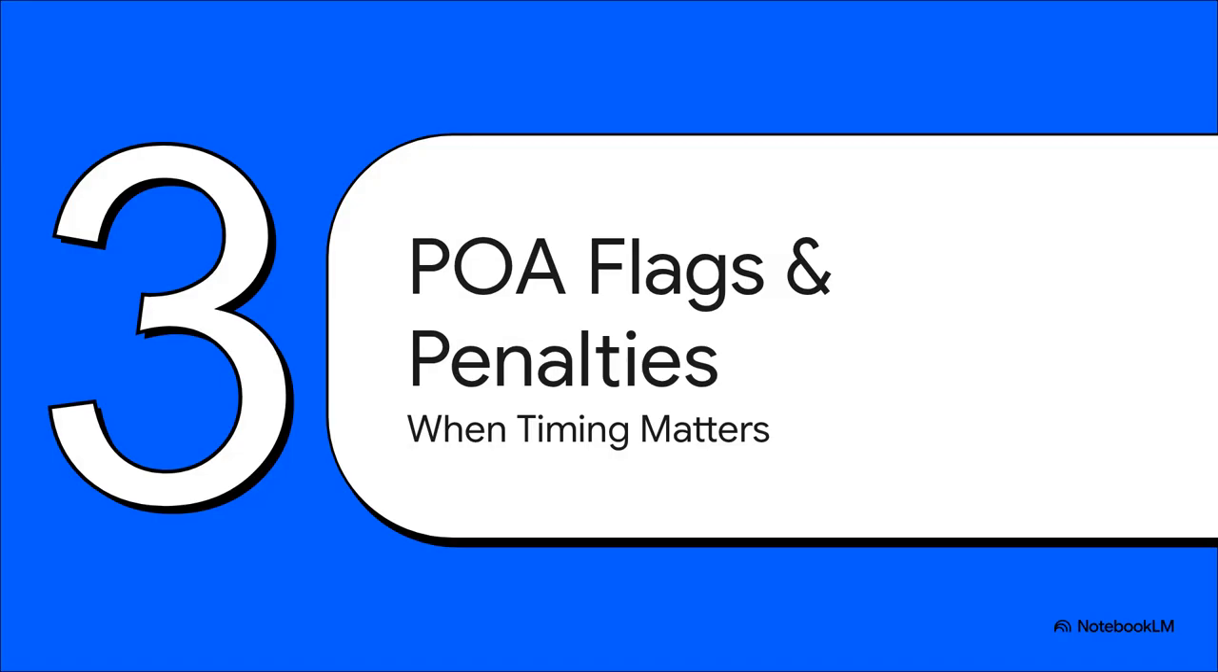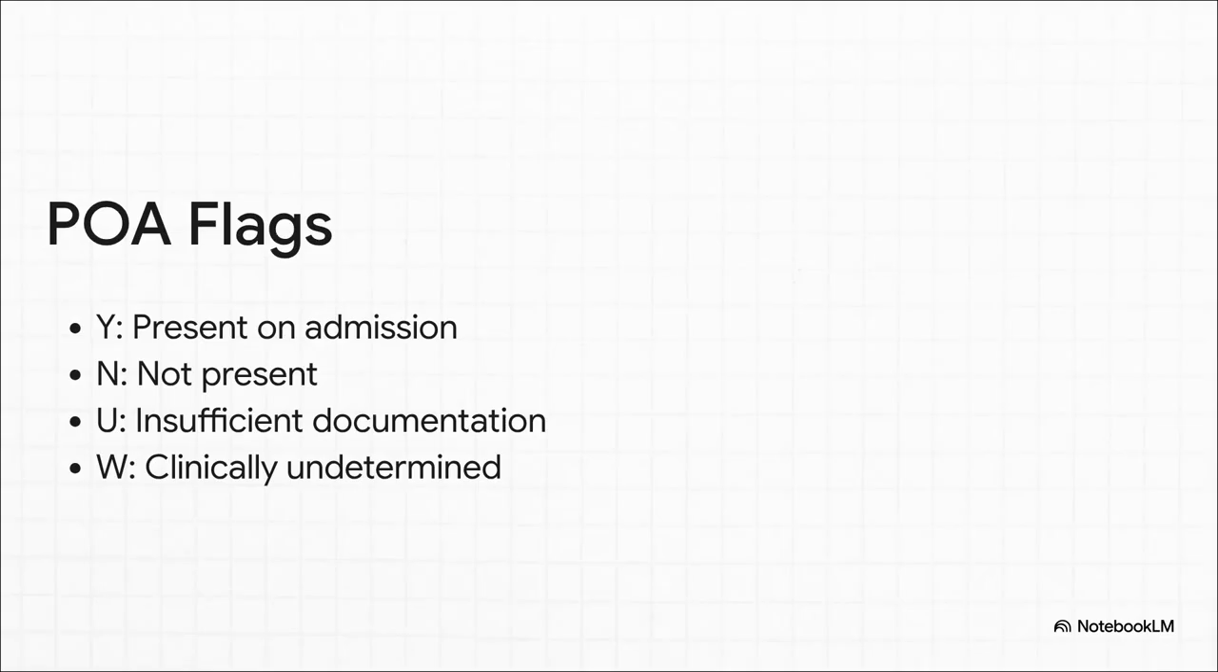Section 3. POA flags and financial penalties, when timing matters. Let's move on and see how this builds into one of the most heavily scrutinized areas of modern healthcare compliance, present on admission, or POA indicators. Every single inpatient diagnosis on a claim requires a POA flag. Y means yes, it was present when the patient walked through the doors. N means no, it developed during the stay. U means there isn't enough documentation to tell. And W means the provider clinically cannot determine it.